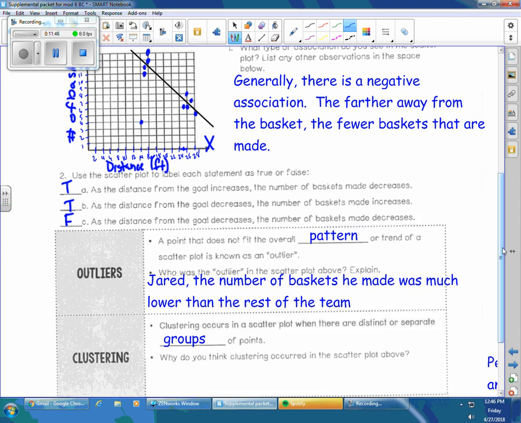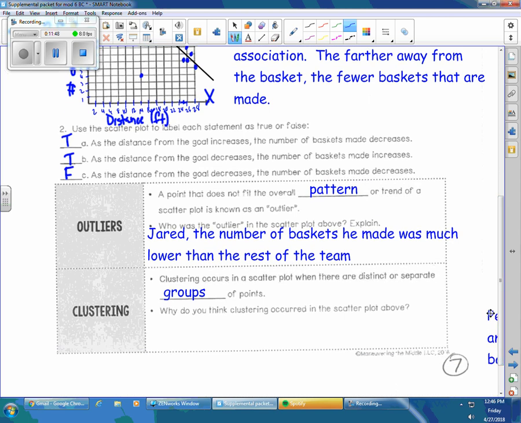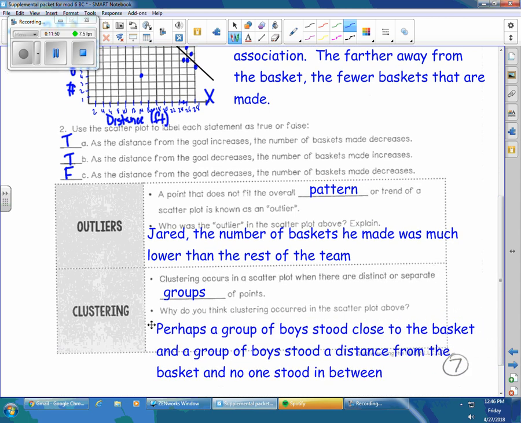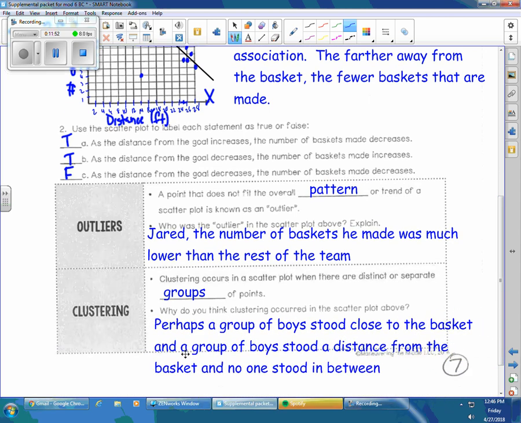That's how I would use a trend line to help me make predictions. So why do you think this clustering occurred? Perhaps a group of boys stood close to the basket and a group of boys stood a distance from the basket and no one stood in between them. Okay, so clustering occurs in a scatter plot when there are distinct or separate groups of data points. And again, that can happen because perhaps the sample isn't complete or perhaps the data just turns out that way.